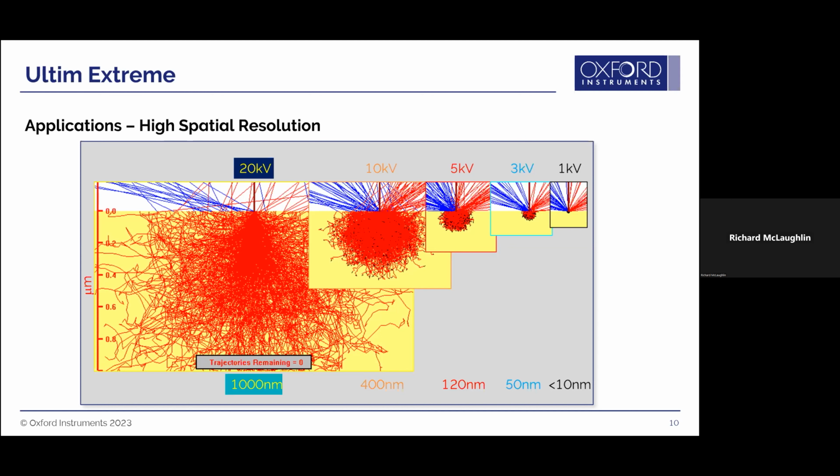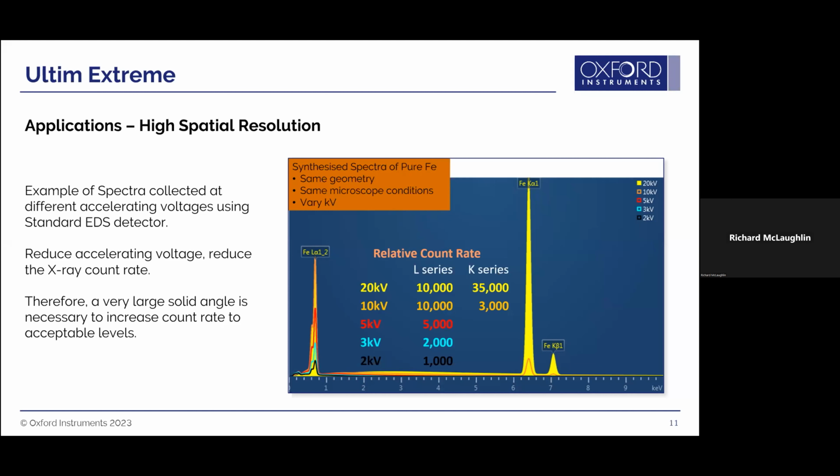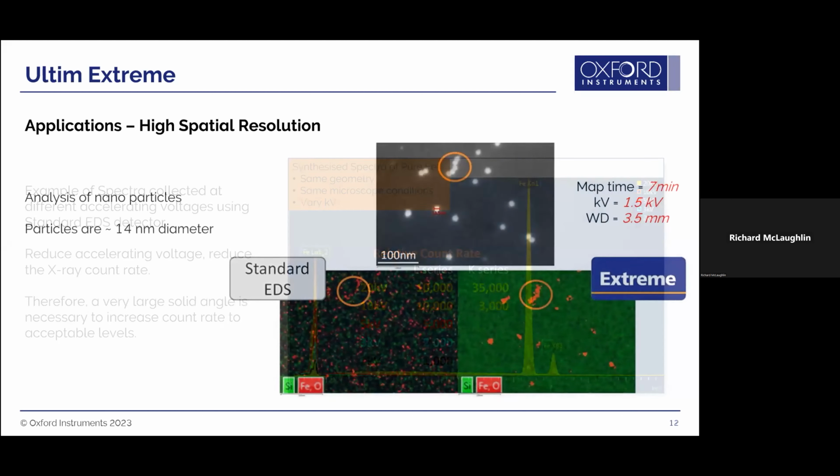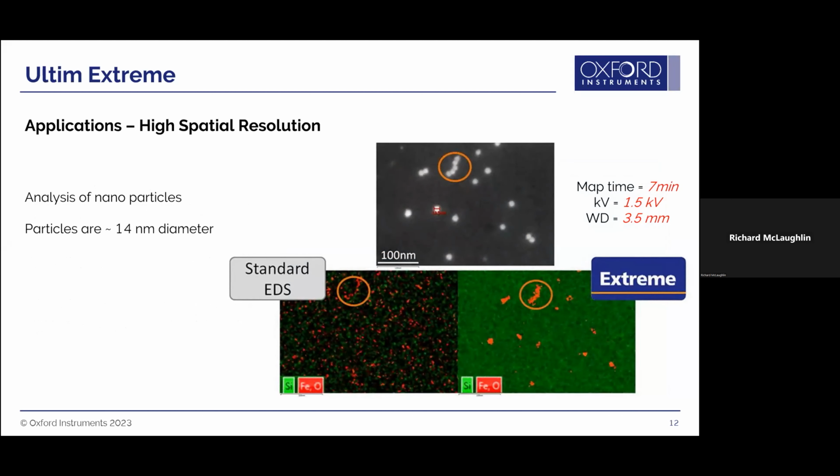So to get reasonable counts, we have to have a very large solid angle to increase those counts up to acceptable levels. Here's our first example of the ultimate extreme. It's a pretty simple example. This is an analysis of iron oxide nanoparticles on a silicon substrate. Particles are about 14 nanometers across.